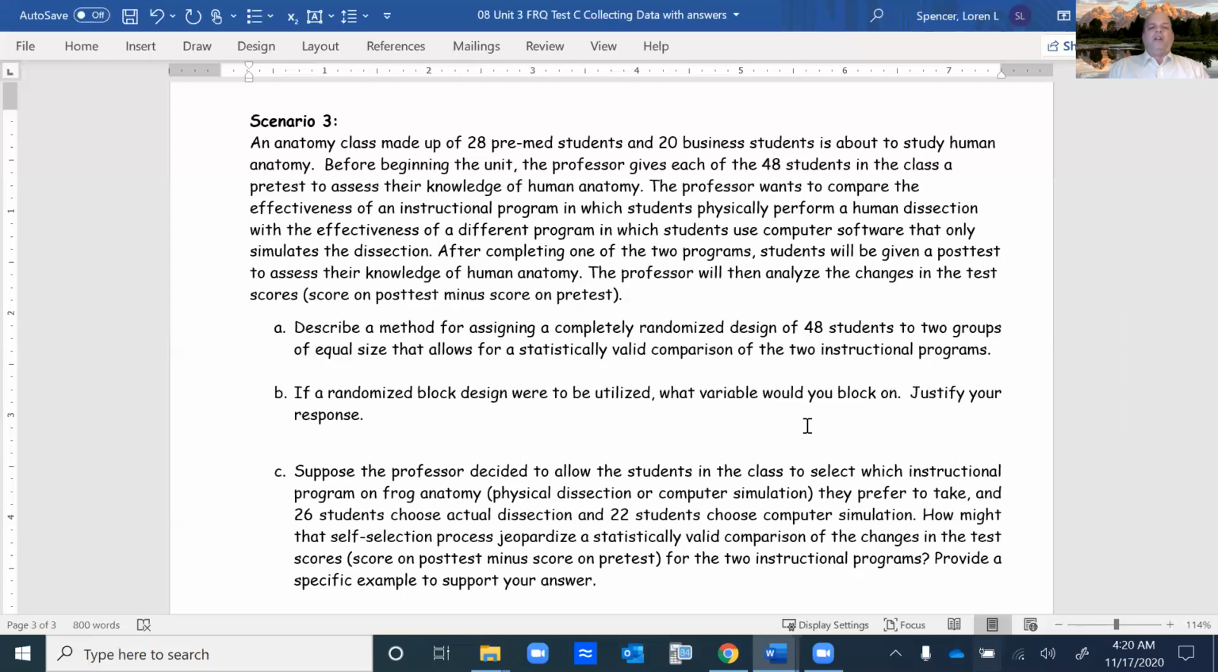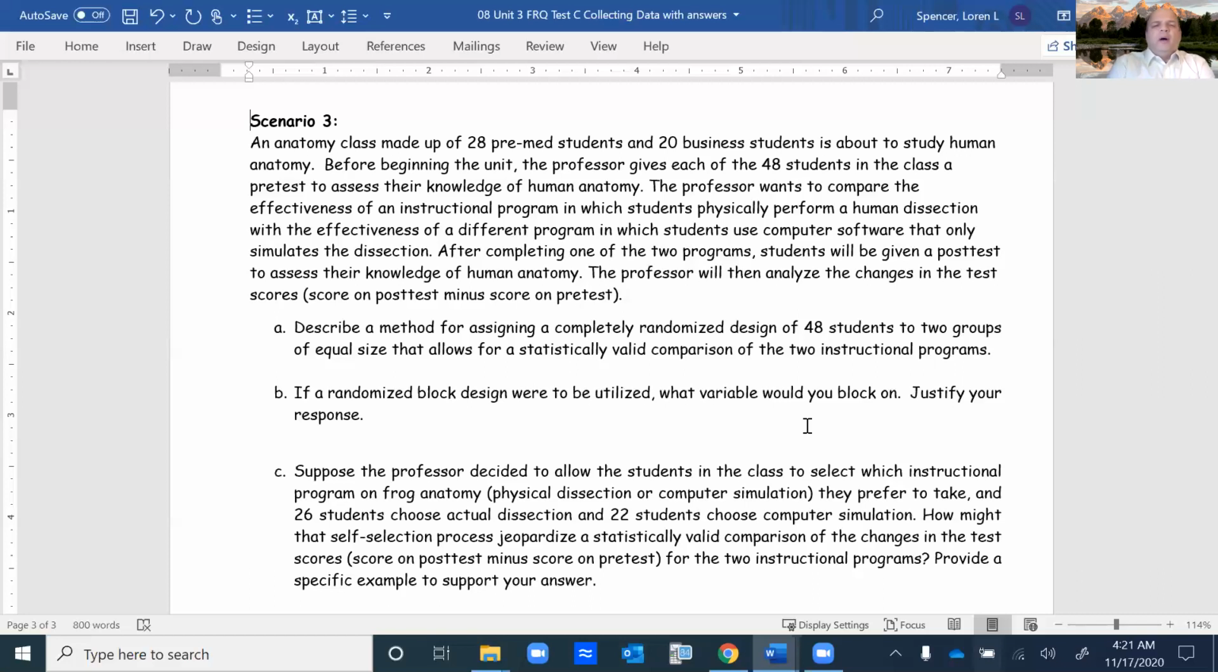Suppose the professor decided to allow the students in the class to select which instructional program on frog anatomy they prefer to take, and 26 chose actual dissection and 22 chose computer simulation. How might that self-selection jeopardize a statistically valid comparison? Provide a specific example to support your response. So this is saying, how could it happen? Why is it a problem? And then the other thing is to create an example, and it just needs to be reasonable.